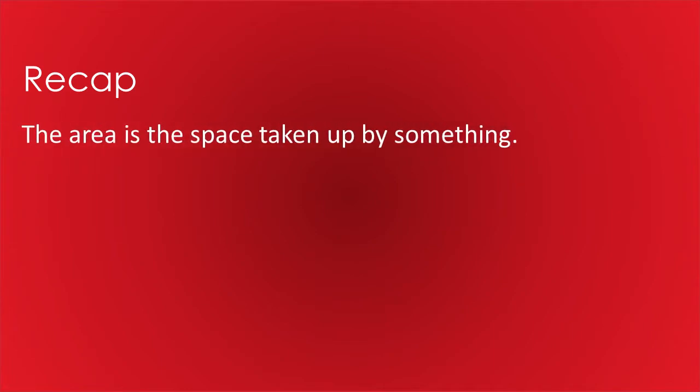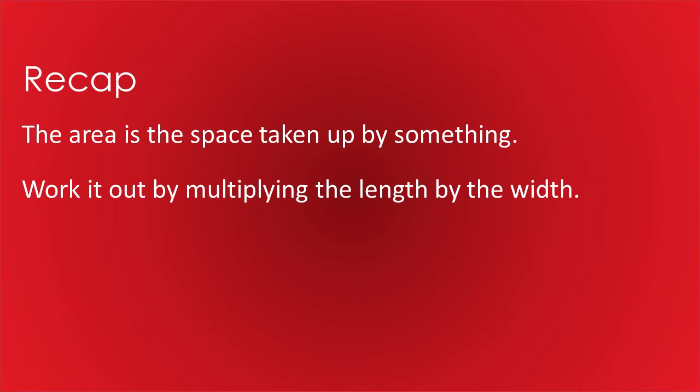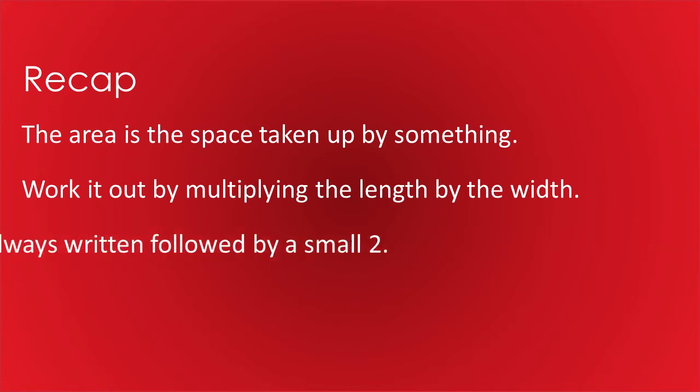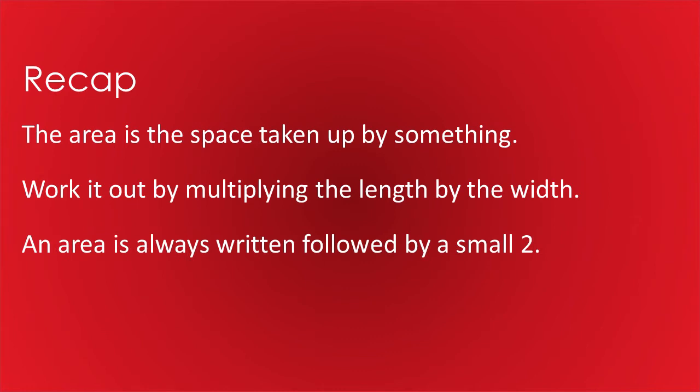And so to recap, the area is the space that's taken up by something. You can work out the area by multiplying the length of a square or a rectangle by the width or height. You can always tell when you're looking at an area when it's written down because it's always followed by the number 2 to show that the number is squared.